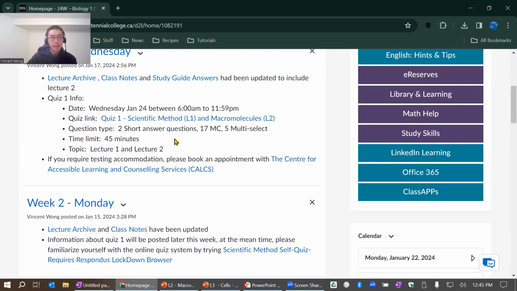There will be 17 multiple choice questions, 5 multi-select questions. These are questions that have multiple correct answers. And then there will also be 2 short answer questions. The short answer questions are pretty straightforward. I will give you a scenario and you will have to tell me what the independent and dependent variables are. Maybe you have to write a hypothesis. And then the other one is I'll give you a picture and ask you to describe it using qualitative or quantitative observation. Those are the short answer questions.